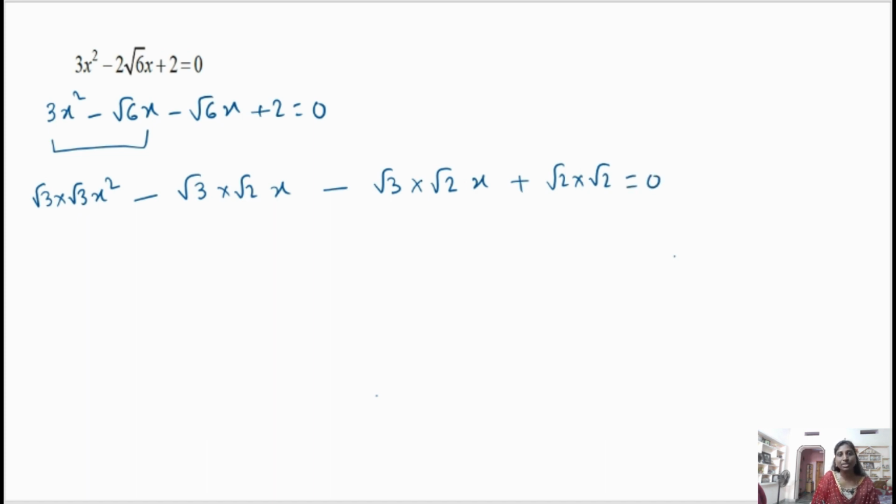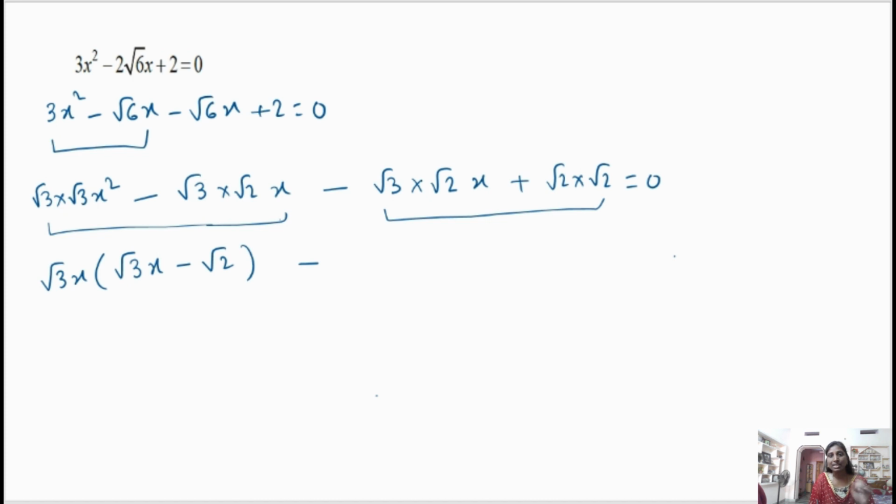Now you see, from these two terms, what is common? Root 3x is common. So in the bracket, root 3x minus root 2. Now from these two terms, you can see clearly that minus root 2 is common. So you will be left with root 3x. Since minus is common, you have to change the sign. Minus root 2 is equal to 0.